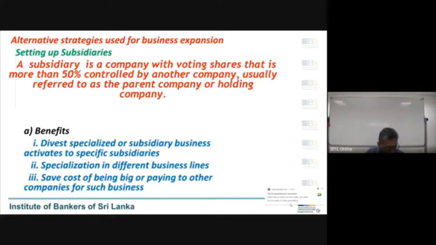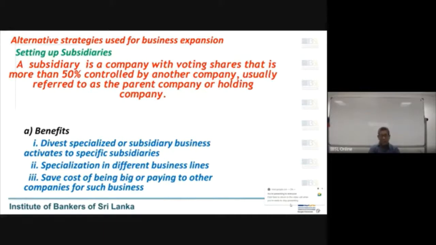Okay, so now we discussed mergers and acquisitions, but there are some other alternative strategies you can use. Let me explain some of these alternative strategies banks use for business expansion. One is setting up subsidiaries. I will explain this to you under internationalization, but you can use it as a business expansion strategy. So what do you mean by a subsidiary?